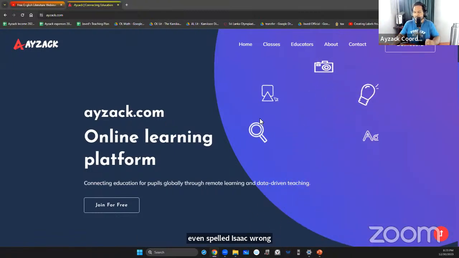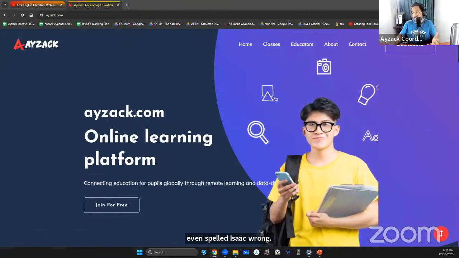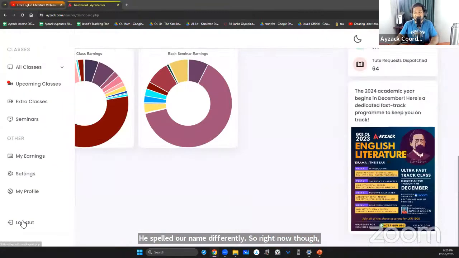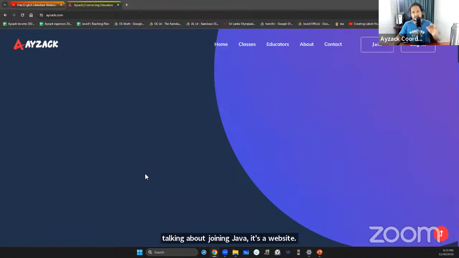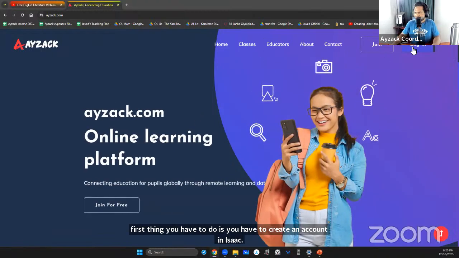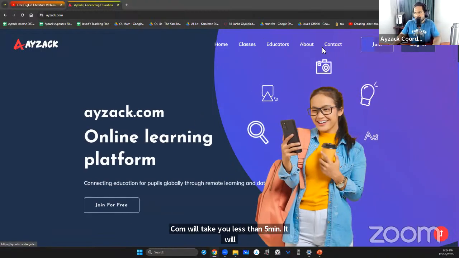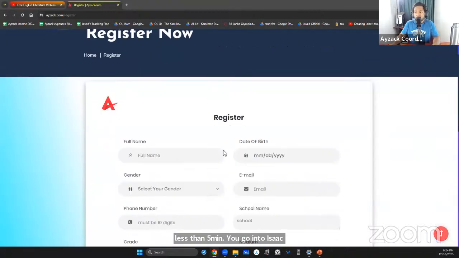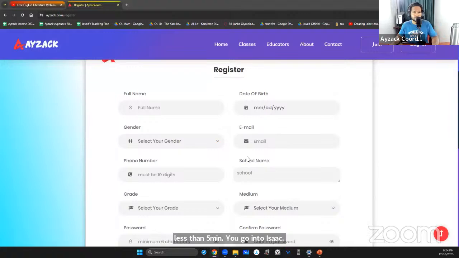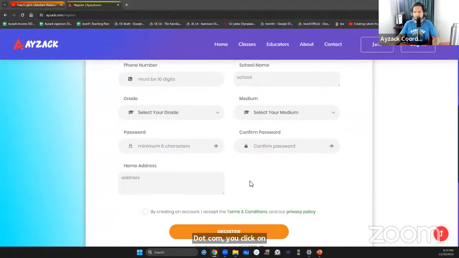So right now, though, we're talking about joining Javed Sir's website. Remember, if you want to join, the first thing you have to do is create an account in isaac.com. It will take you less than 5 minutes. You go into isaac.com, you click on join, and then you fill in this form. It will take you less than a minute.